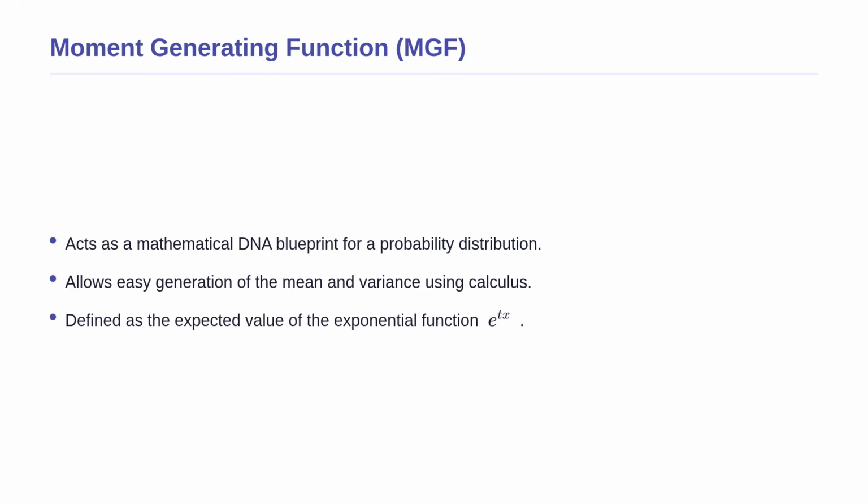So we have proven our mean, which brings us to a more advanced tool, the moment generating function, or MGF. You can think of the MGF as a mathematical DNA blueprint for a probability distribution. It matters because once you have it, you can easily generate the mean, variance, and other properties using basic calculus without having to do complex summations every time. For any discrete random variable, it is defined as the expected value of the exponential function e to the power of t times x.